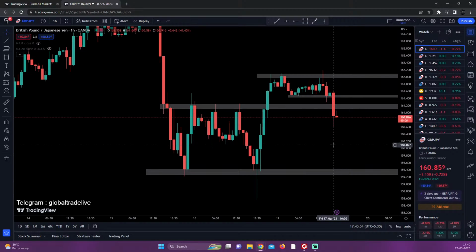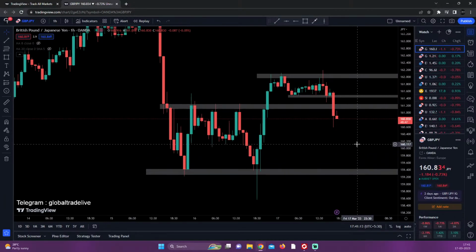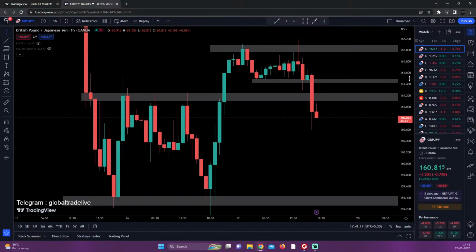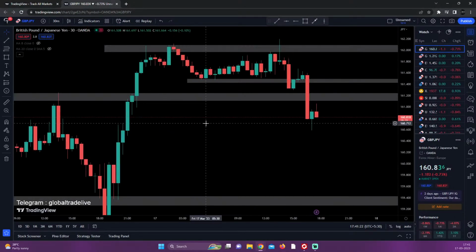But the question is whether the current 1-hour candle will be moving all the way down, breaking this low over here, or whether we will be having a support, or sorry, a resistance formation somewhere around over here, and then we will be moving down. We don't really know about that. So what we can do over here is, I'm going to just switch to the 30-minute time frame to get more clarity of the market.